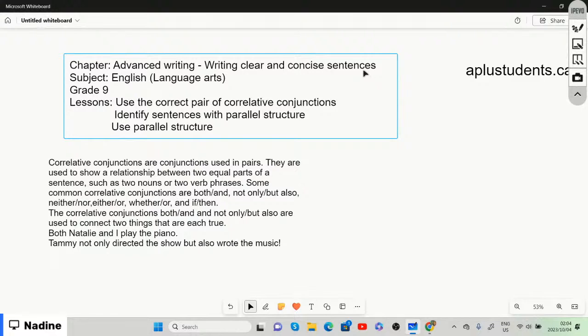And the subject that we are focusing on today is English, which is language arts. The advanced writing, clear and concise sentences, is in grade 9, right? So we're specifically going to the grade 9 class. And the lessons that we are going to be focusing on are to use the correct pair of correlative conjunctions, identify sentences with parallel structures, and to use parallel structures.